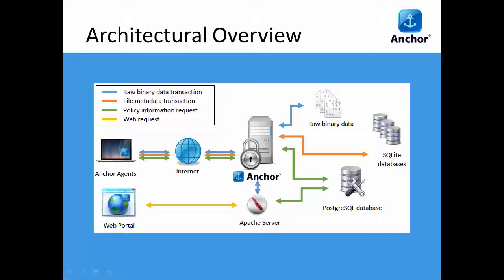As a file gets sent from one of the Anchor agents or Anchor clients over the internet to the Anchor server, the raw binary data gets stored within the file stores, and the metadata gets stored in one of many SQLite databases. And from a high-level overview, there's one SQLite database per top-level folder. And we have three different kinds of top-level folders.